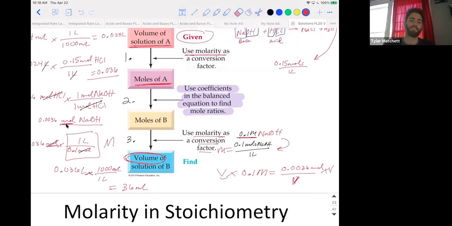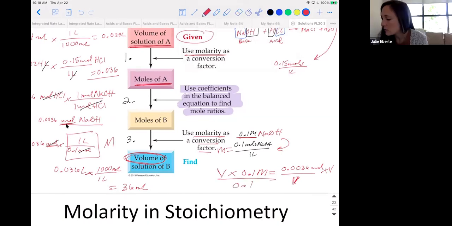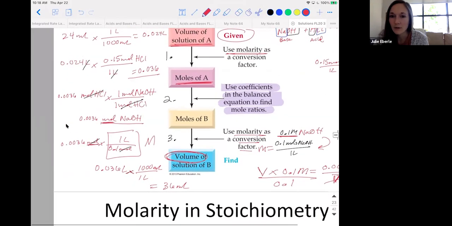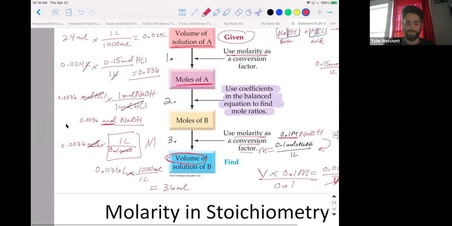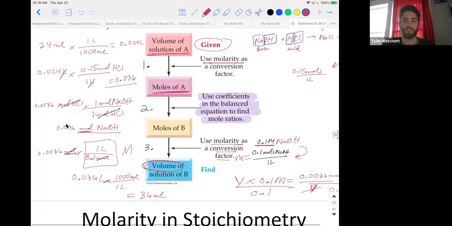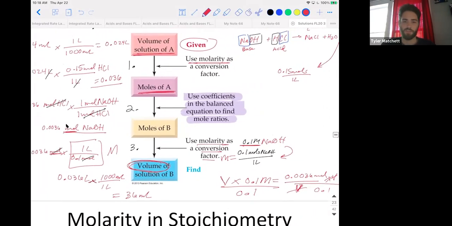Oh, I see what I did. I thought I could divide the moles. And then you divide by 0.1 on both sides. Volume cancels. So you still end up doing 0.0036 divided by 0.1, which is exactly what we did over here. Sweet. Either way, Tyler, I think I just messed up. I tried to divide the moles, and the volume was still the denominator.